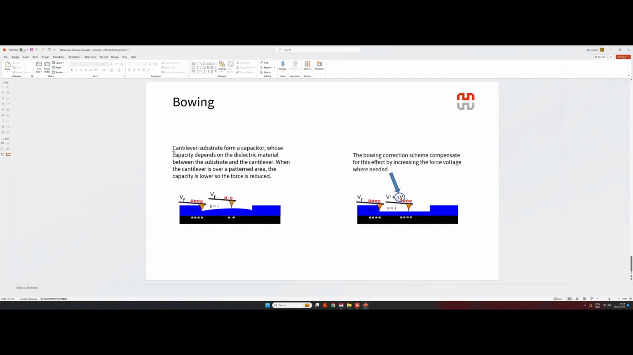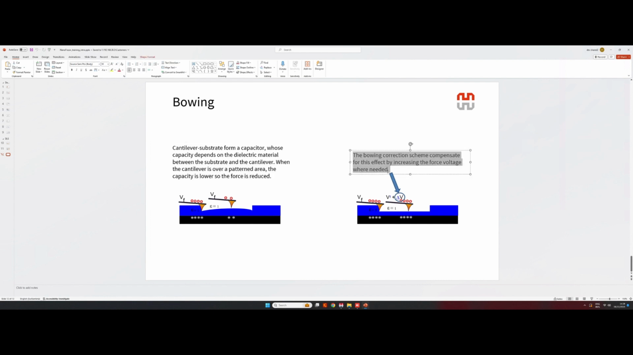So first of all, what is the bowing effect? We have to keep in mind that in order to bend our cantilever, we apply a voltage between the cantilever capacitive platform and the substrate. But the cantilever and the substrate form a capacitor, and this capacity depends on the dielectric material that is between the substrate and the cantilever. So when the cantilever is over a pattern area, the capacity is lower, so the force is reduced.